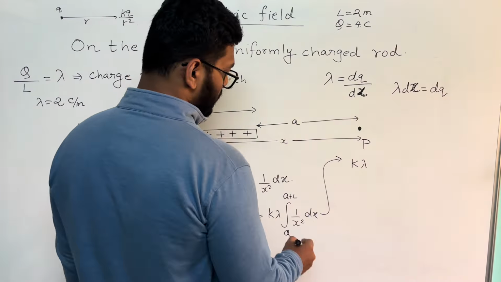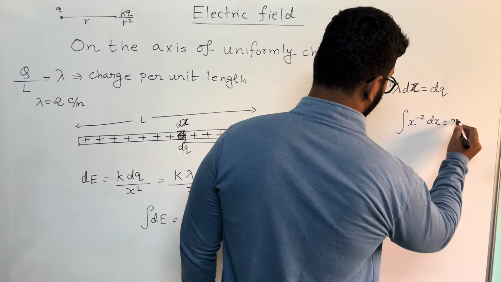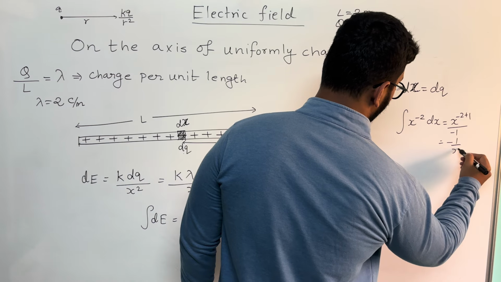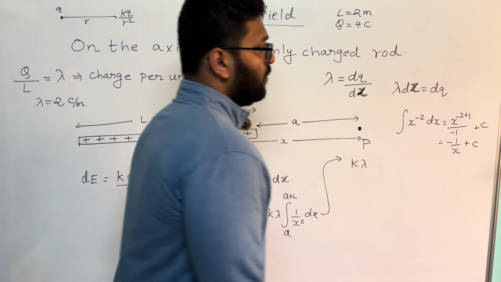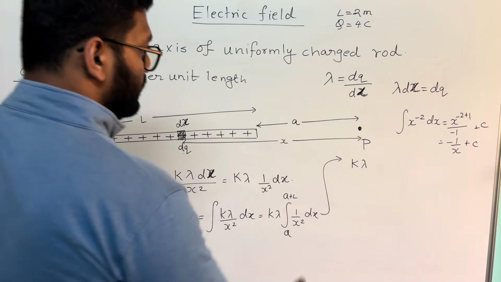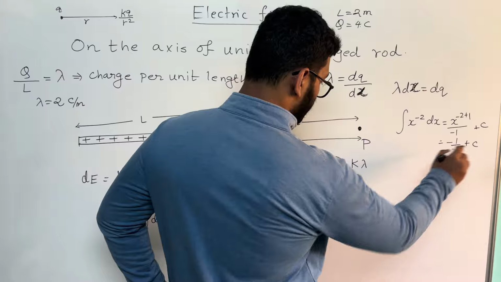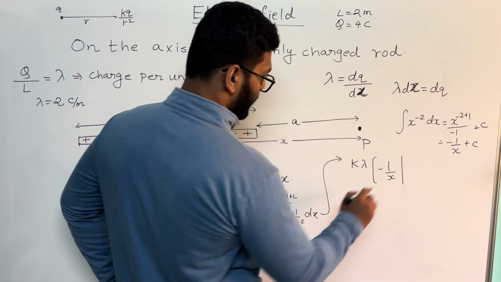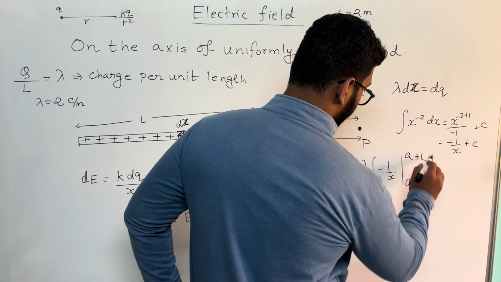You know the integral, right? This is x to the power minus 2 dx. So this will be x to the power minus 2 plus 1 upon minus 1, which is minus 1 upon x. If it is an indefinite integral, one constant will be there. Is it visible? Yeah, okay. So this will be minus 1 by x plus c, but it is a definite integral, so I will not put the constant. So this will be minus 1 upon x. The upper limit is a plus L, the lower limit is a.